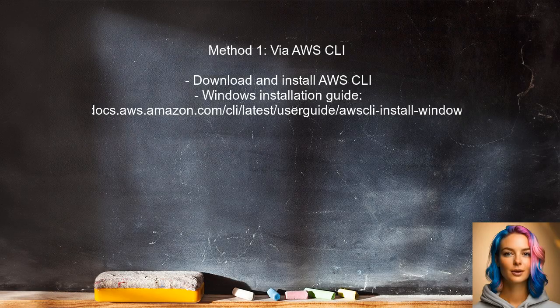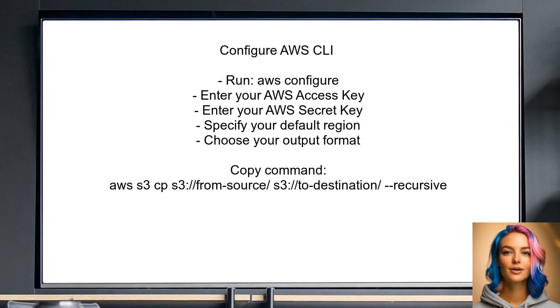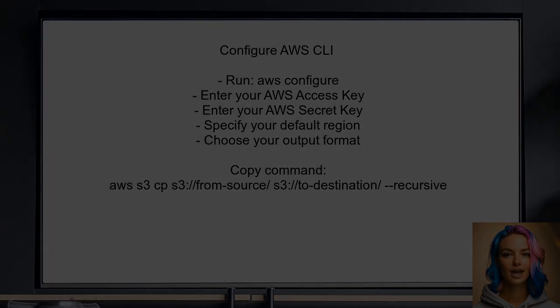To begin moving or copying data in AWS S3, the user can utilize the AWS Command Line Interface, or AWS CLI. First, the user needs to download and install the AWS CLI on their instance. For Windows users, they can find the installation guide at the official AWS documentation. Once the AWS CLI is installed, the user should configure it by running the command aws configure. This will prompt them to enter their AWS access key, secret key, region, and output format. After configuration, the user can execute a single command to copy files.